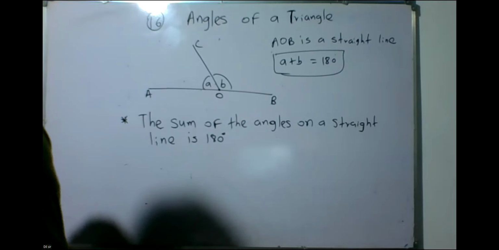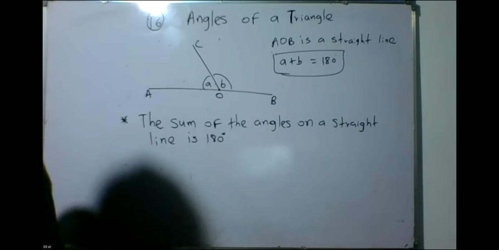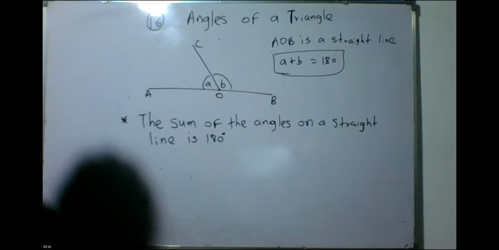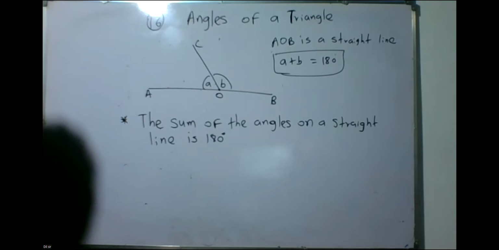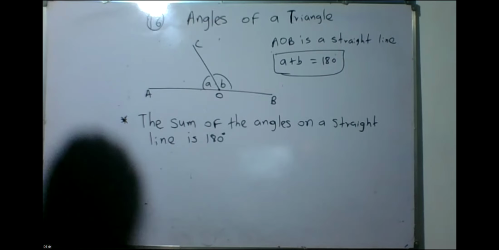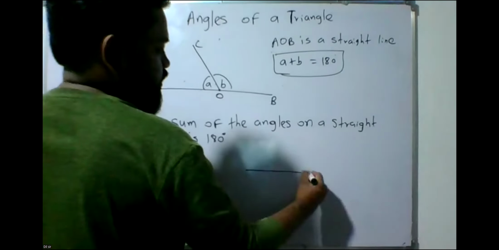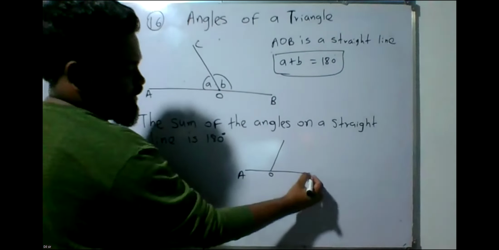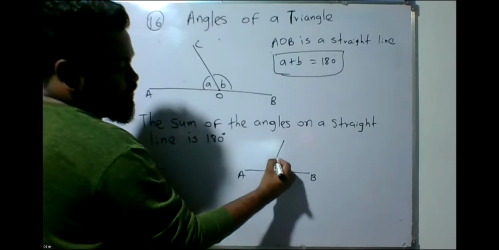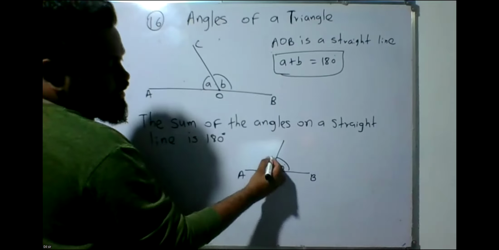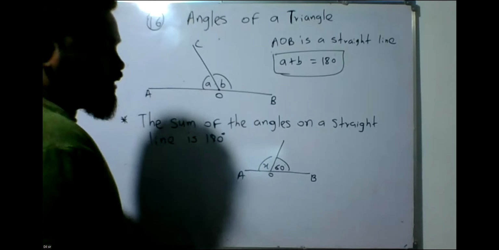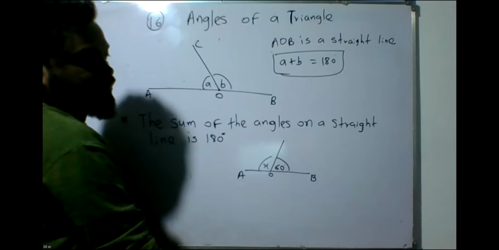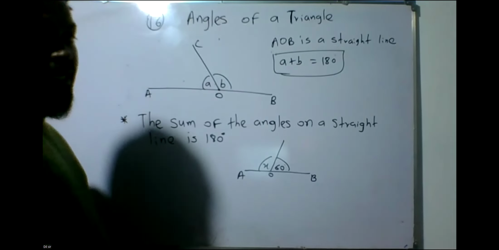Right? Simple idea. We will take a very small example. AOB is a straight line now, my dear. If this is 60, then what is this x? Definitely it should be 120. Why is that? The sum of them is 180. Angles on a straight line.